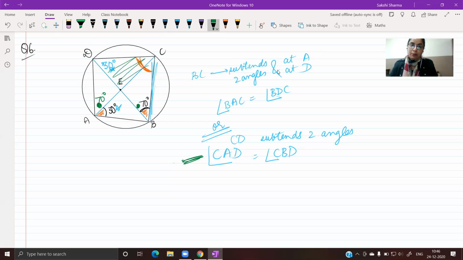If we now concentrate on this triangle, we can use angle sum property in order to find out this angle. Or you can apply the property that this is a cyclic quadrilateral. The opposite angles will be supplementary, and angle A and C, their sum will be equal to 180 degrees. From there also you can find out angle C. All right, let's just go over the answer once again.